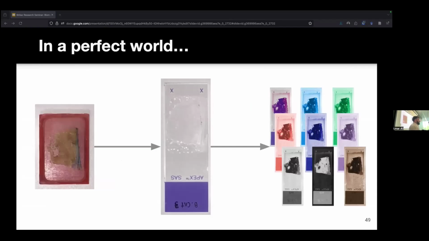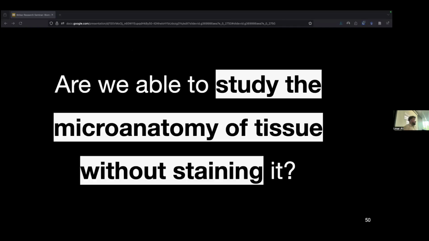What if, like in a perfect world, we could basically go from this tissue block to getting a single slice of a tissue, and you're able to get all the stains, H and E, the ones for neurodegenerative diseases, and everything. So that way you can look at certain things if you're interested in that pathology, and you can look at other things if you're not. So the question I'm trying to answer is, can we study the microanatomy of tissue without having to stain it?